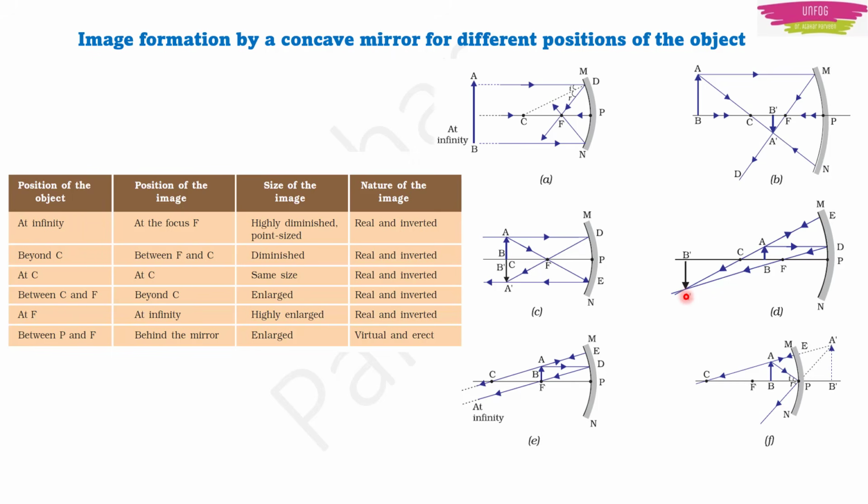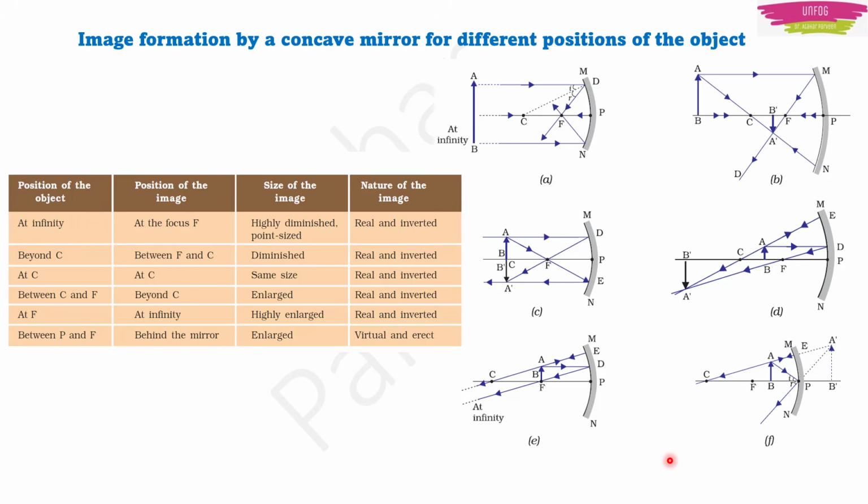It is enlarged. And in the fifth scenario, if the object is at focus, then the rays go from the object, fall on the mirror, then reflect back, come through the focus, and the image is formed somewhere at infinity and it will be very highly enlarged. You can't see it. It will be highly enlarged, but you can't see it because it is formed at infinity. And in the last case, if the object is between the pole of the mirror and the focus, then only you are going to see a virtual image. That is, the image is formed behind the mirror and it will be enlarged when compared to the object.